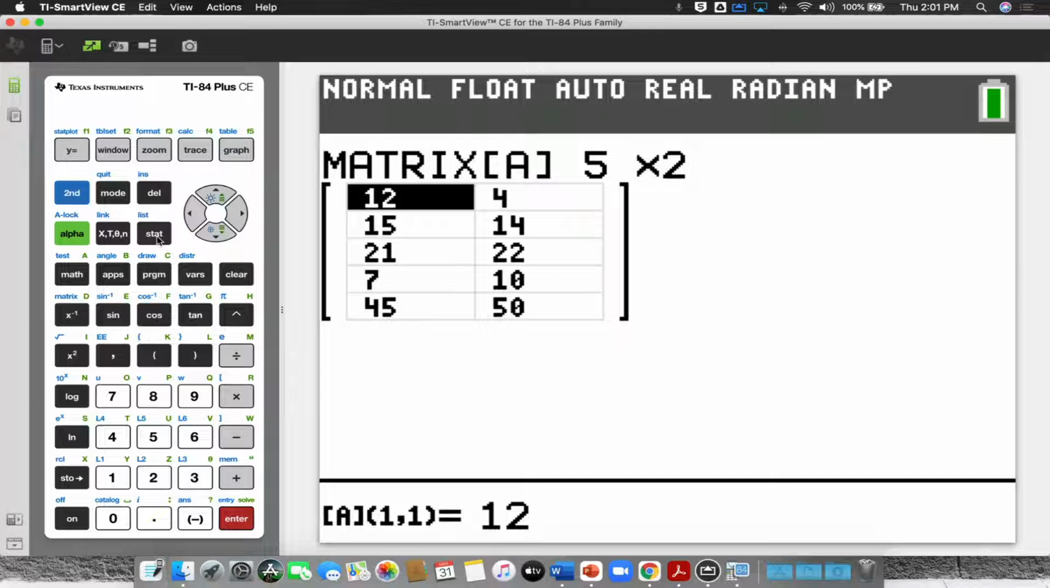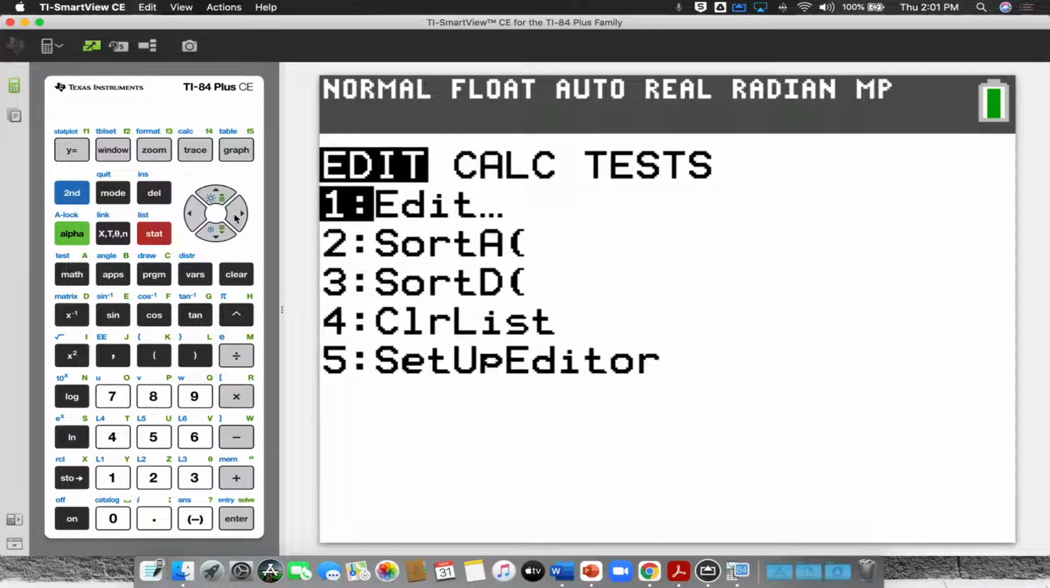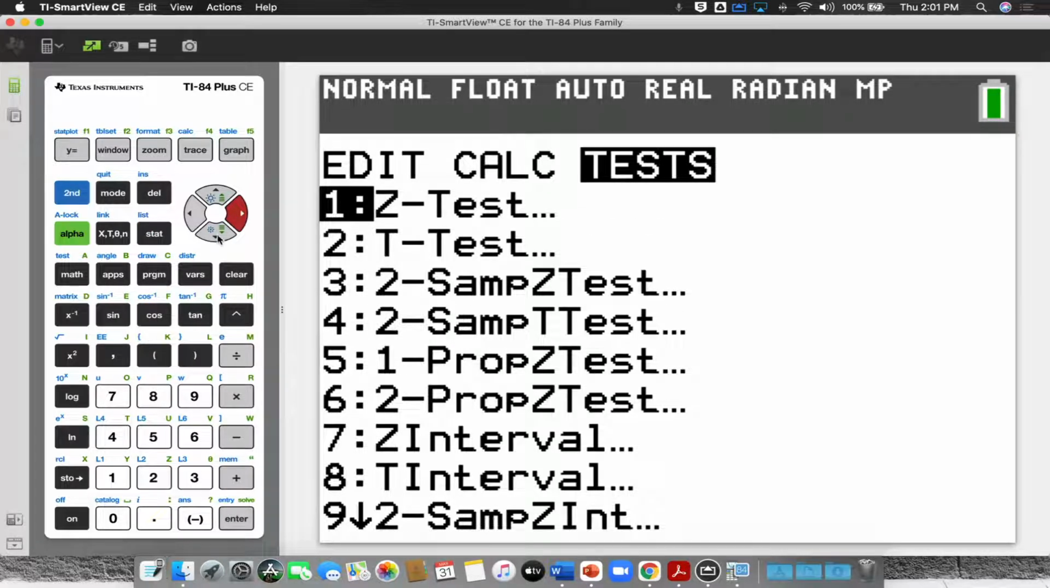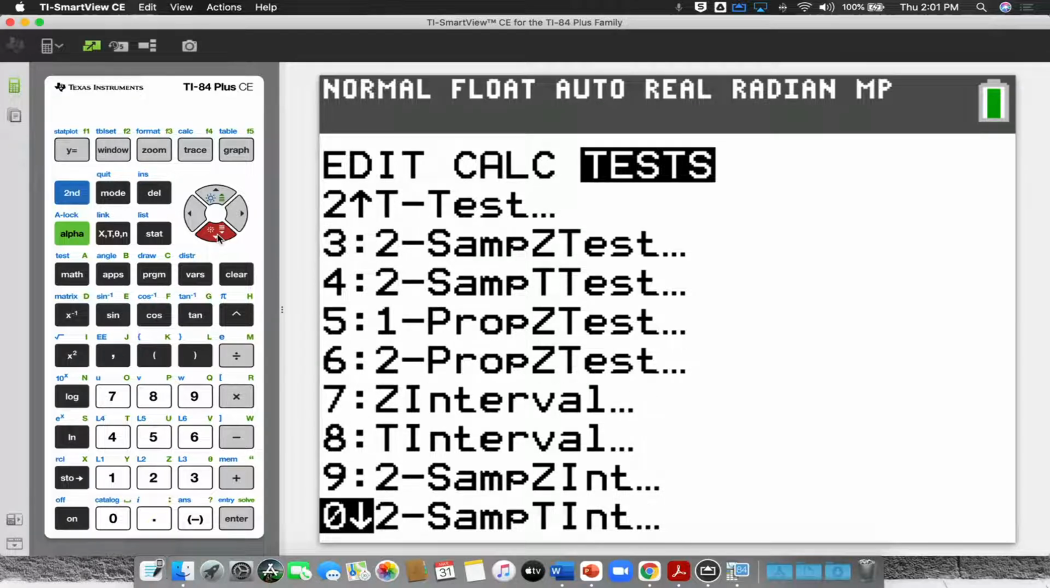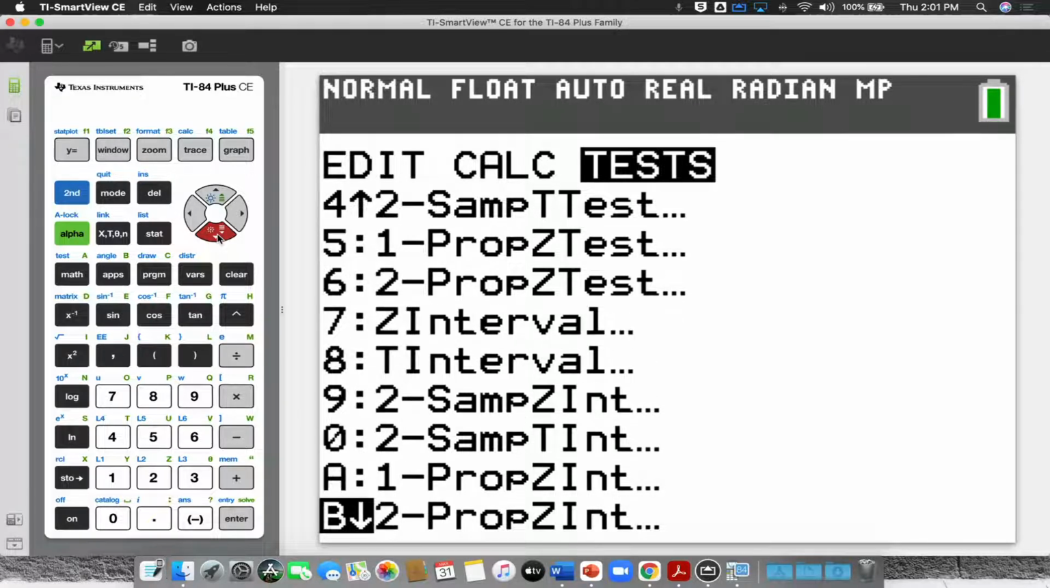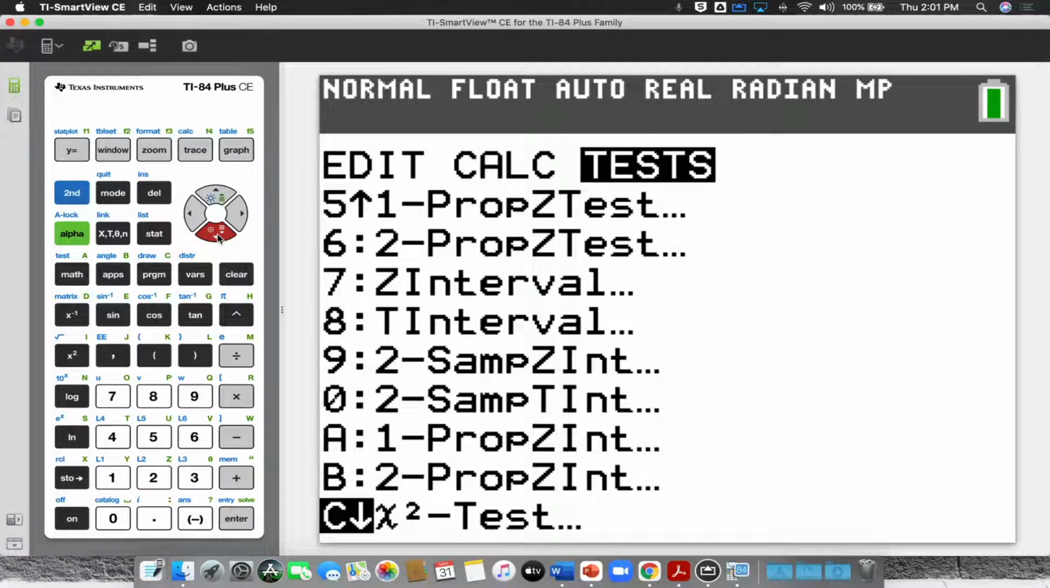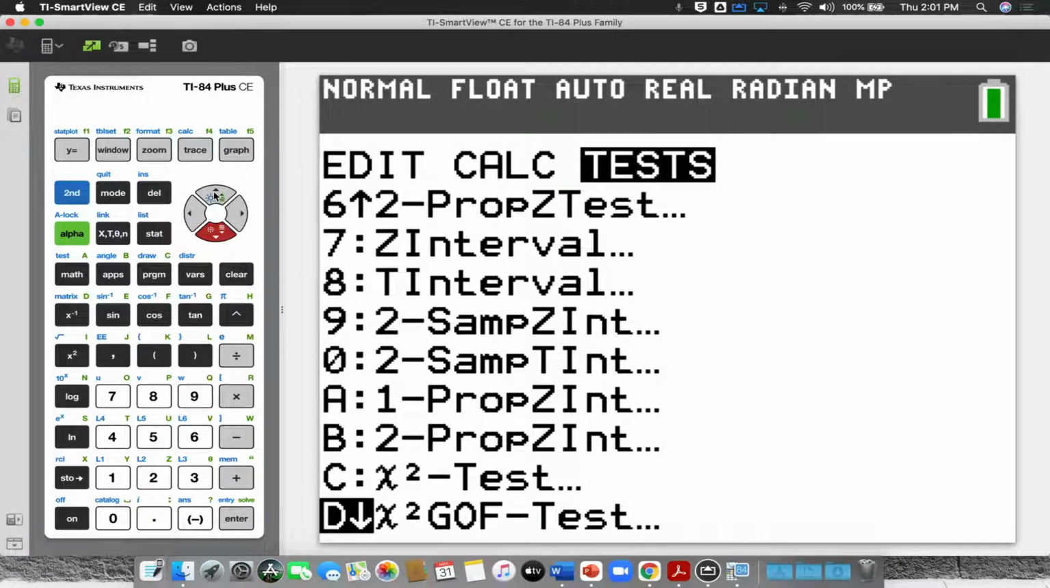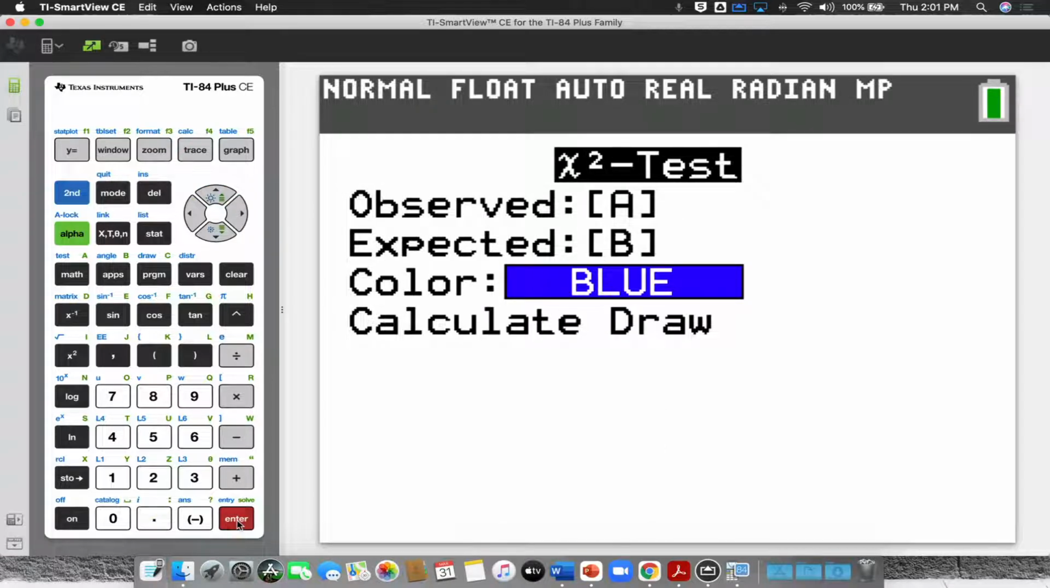So now we're going to go over to stat tests. We're going to go down. Remember, there's two chi-squareds. There's a goodness of fit, GOF, and then there's another. We want the other. I don't want goodness of fit because this is not a goodness of fit test. So expected should just always be B. Remember, don't worry about expected. It'll calculate expected on its own. That's another way to find out expected using the calculator. Okay, calculate, draw, don't matter.